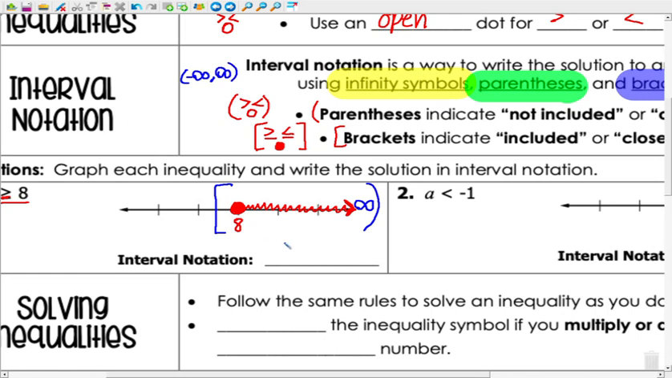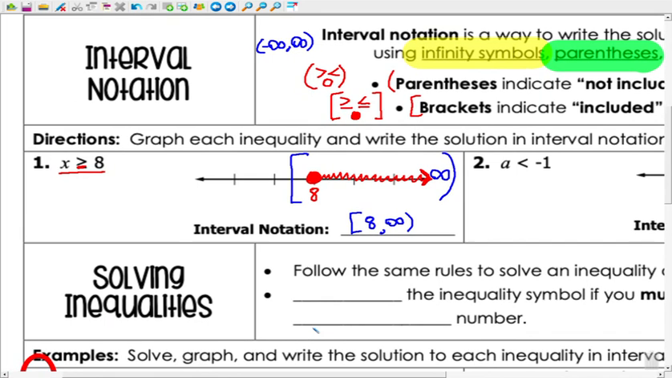So I'm going to write my interval notation like this: bracket 8, comma, infinity sign with a parenthesis. And the order matters. Just like we read from left to right, you have to write your interval notation from left to right. So that means the 8 has to be on this side with the bracket, and the infinity symbol has to be on this side with the parenthesis. You cannot switch it around.